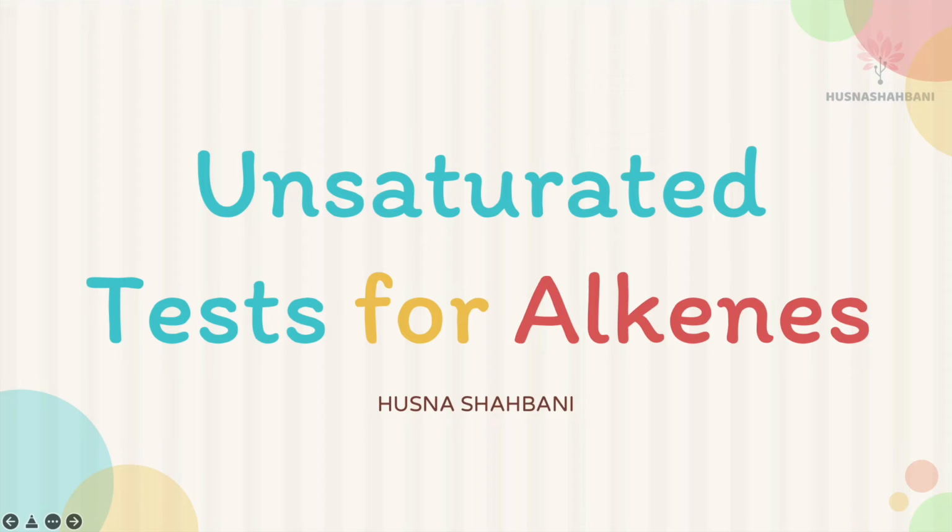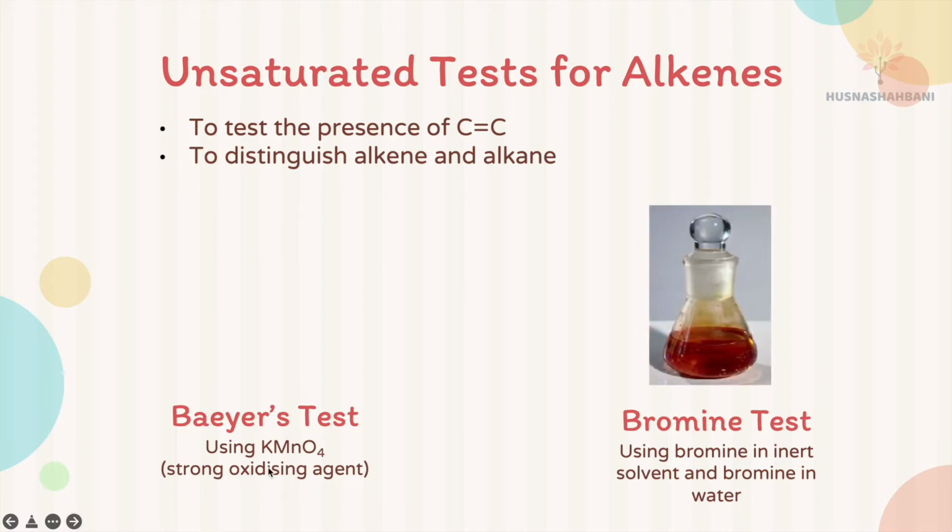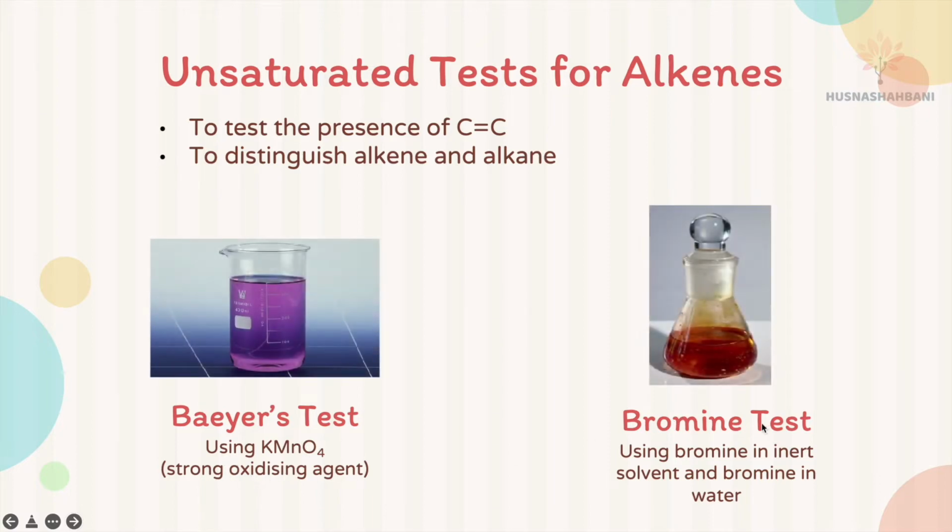Unsaturated test for alkenes. This test is to test the presence of carbon-carbon double bond, and it is to distinguish alkene and alkane. There are two unsaturated tests for alkenes, which are Baeyer's test using KMnO4 and bromine test using bromine in inert solvent and bromine in water.